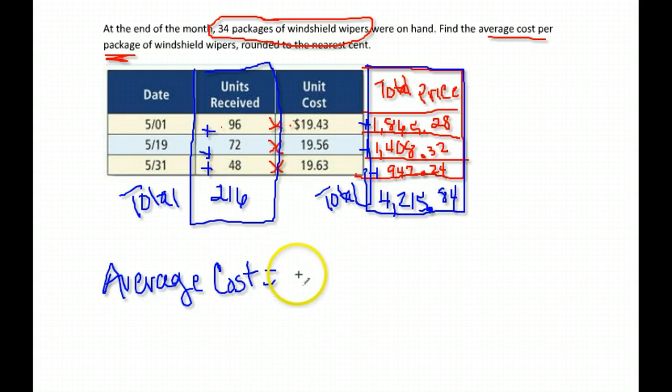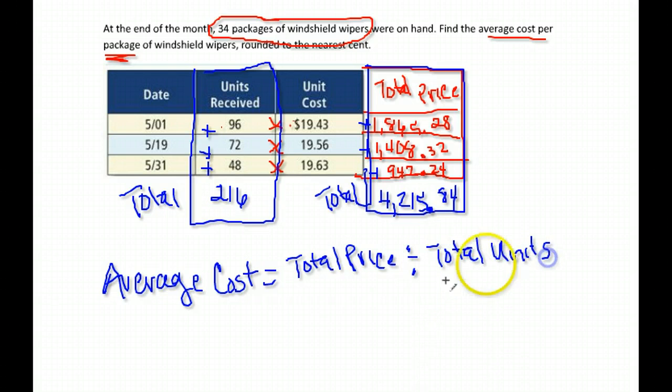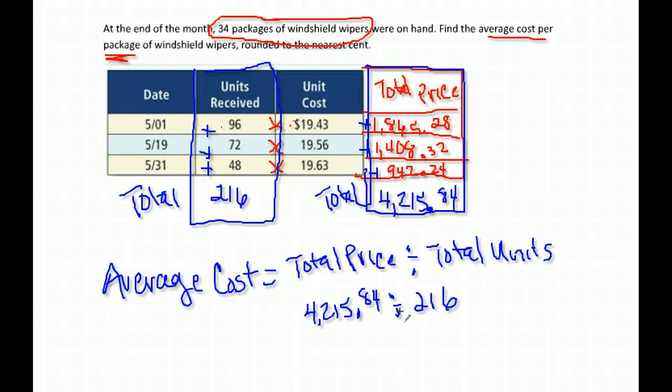So we take the total spent, the total price, or the total dollars spent, I know I'm changing my wording every time, divided by the total number of units. That would be $4,215.84 divided by 216. And I get 19.517777, and it goes on from there.